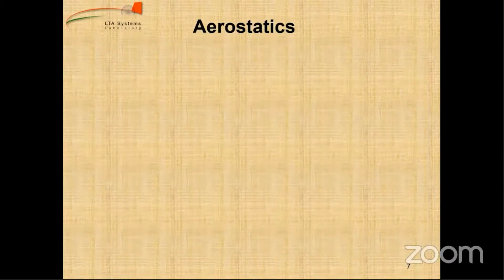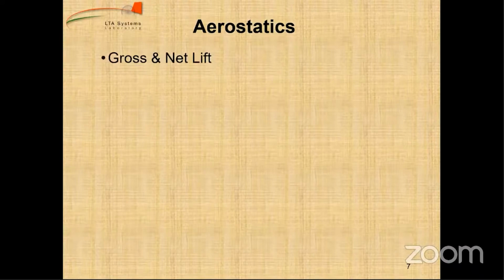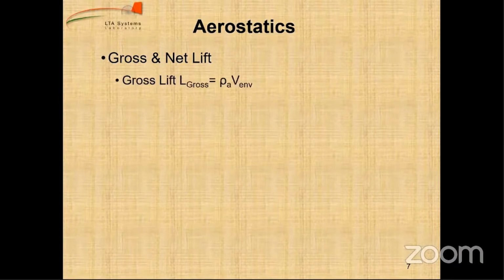So let's move on to aerostatics, the main conceptual topic of this sizing. Aerostatics deals with buoyancy. We get buoyant force with the help of aerostatics, with the help of lifting gas. There are two types of lift in the case of a lighter than air system: a gross lift and a net lift. So what is meant by gross lift? Gross lift is simply the multiplication of ambient air density into the envelope volume.